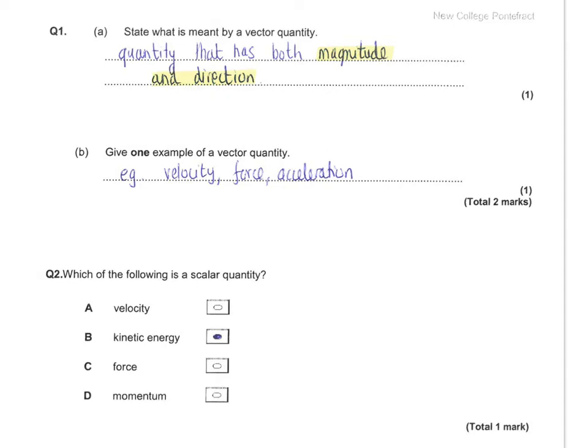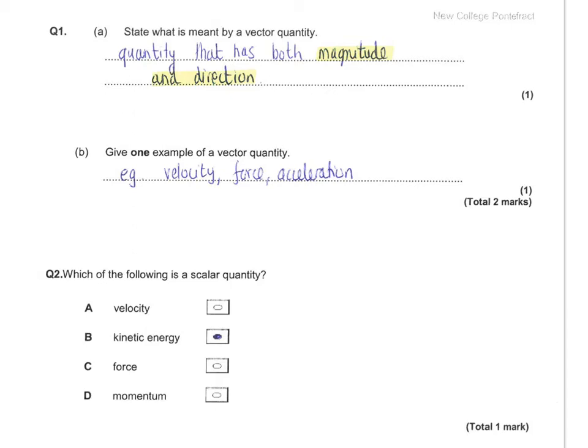Magnitude just means size. All quantities have size, but a vector quantity cannot be fully described without stating a direction. An example of a vector quantity, you could have velocity, force, acceleration, displacement, or there are a number of other possibilities.